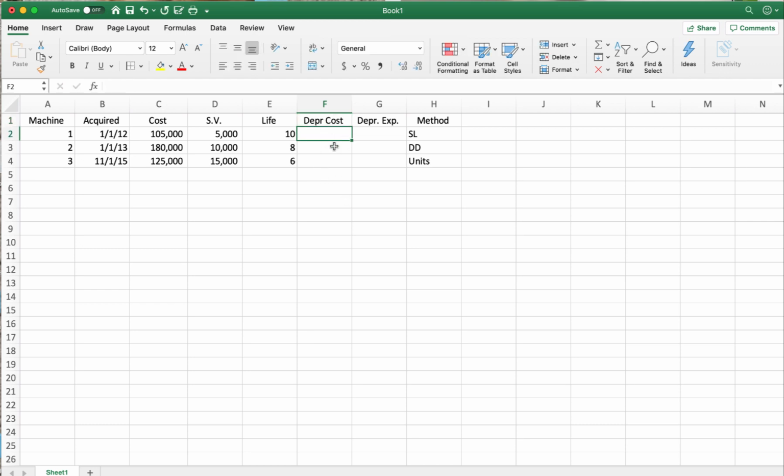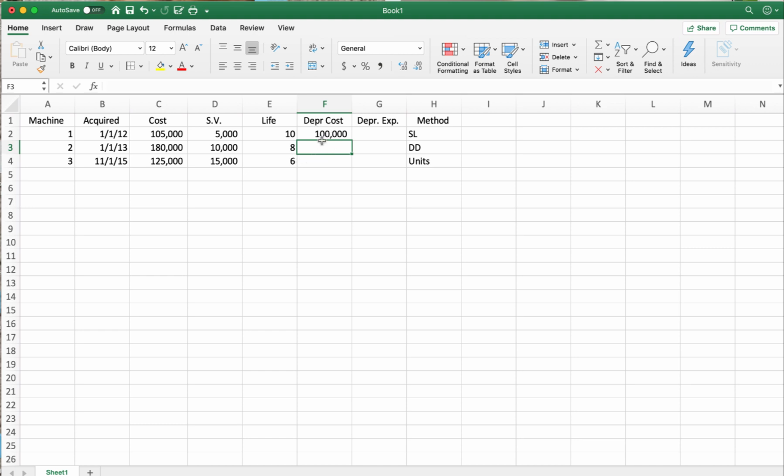Okay, and in order to figure that out, we need to take our cost and subtract our salvage value. Just looking at straight line, we take the cost of $105,000 and subtract out the salvage value of $5,000. And again, we're just looking at machine 1 here. I end up with a depreciable cost of $100,000. Okay? What about for double declining?